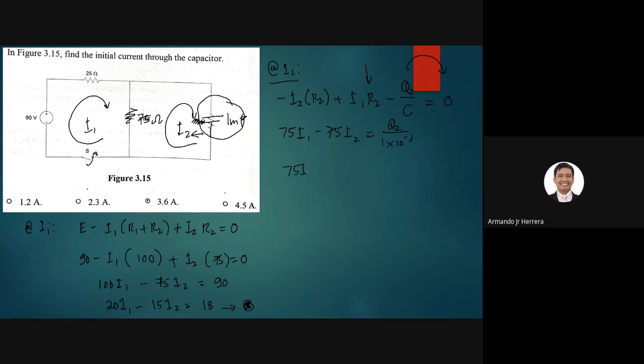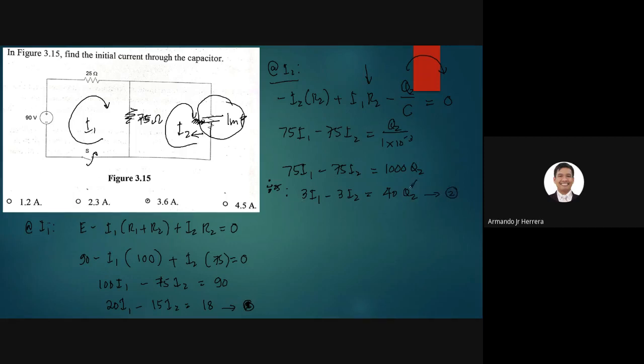That's 75 I1 minus 75 I2 equals 1,000 Q2, because 10 to the negative 3, pag inangat, magiging 10 to the third, that is 1,000. So dividing it all by 25, divide natin siya by 25. So this gives 3I1 minus 3I2 is 25, 104, 40 Q2. So this will be my equation 2.